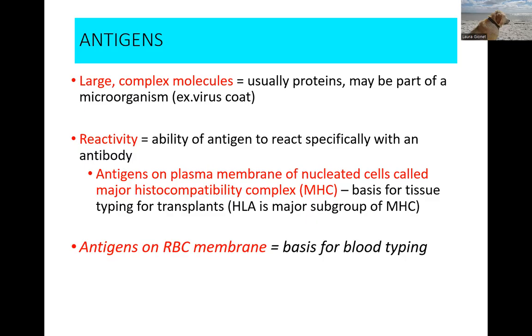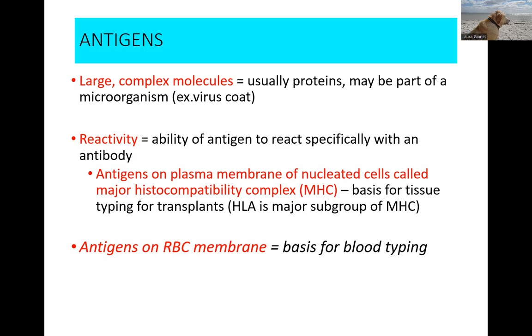If you can't tell the difference, then you're going to have autoimmune disorders. So antigens on the plasma membrane of nucleated cells, ours, are called major histocompatibility complexes. We have different types, MHC1s and MHC2s, but these are the MHC1s, the basis for tissue typing for transplants as well. Antigens on RBC membranes are the basis for blood typing. Remember, RBCs are anucleated. So that's why we have all those.